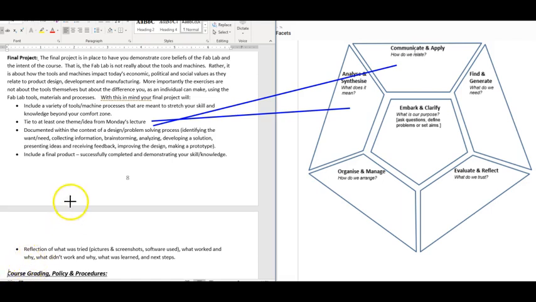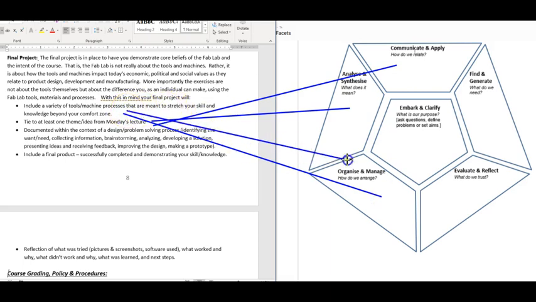Finally, I'll come to the top bullet here. Include a variety of tools and machine processes that are meant to stretch your skill and knowledge beyond your comfort zone. So as I take a look at this, I struggle to say, where does this fit? And if I had to say anything, some of it's organized and managed because the students are giving me a list of tools. So here's the tools.